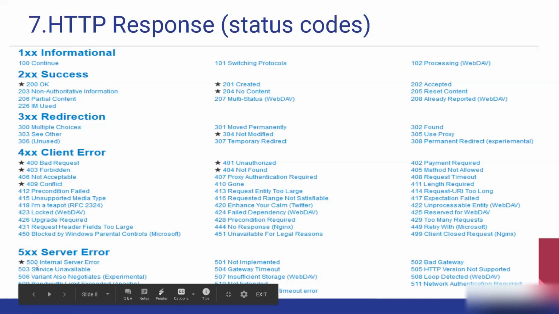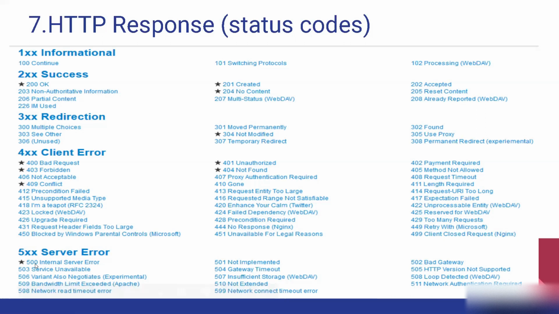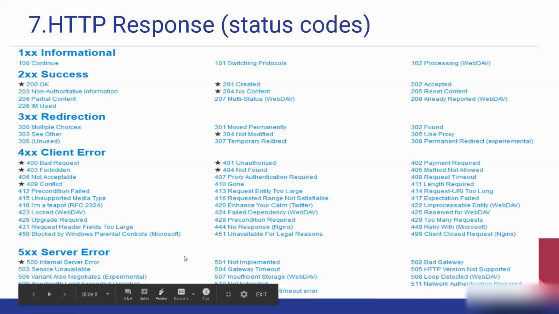And then 500s are basically server errors. When the server is not able to process your request or the server is down, then in that case you will receive 503, 500, bad gateway 502, and so on.